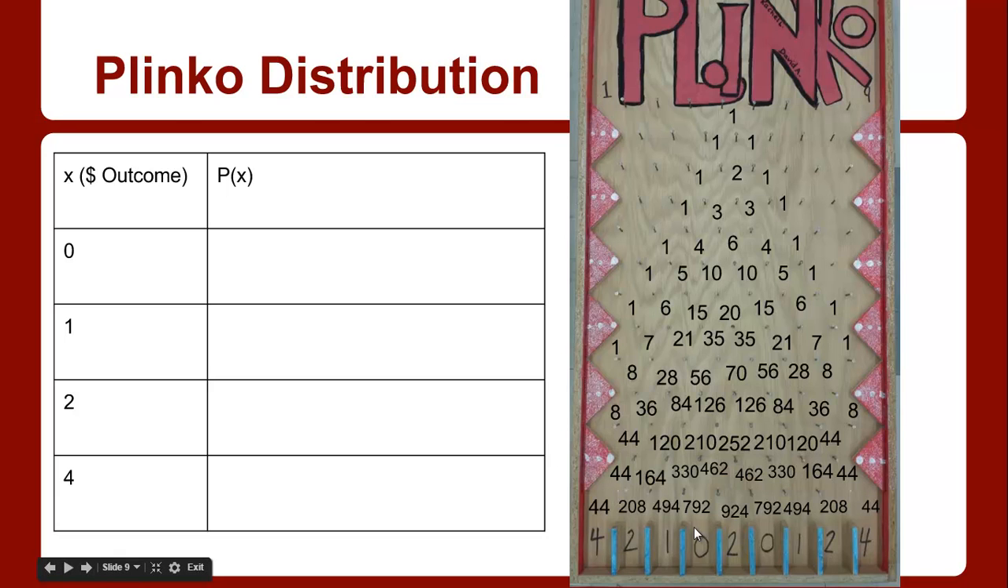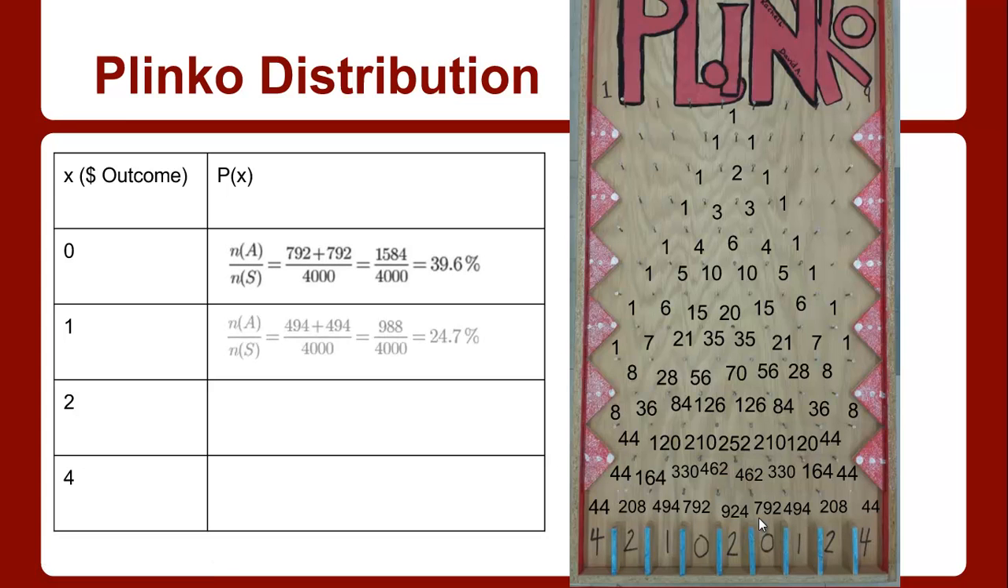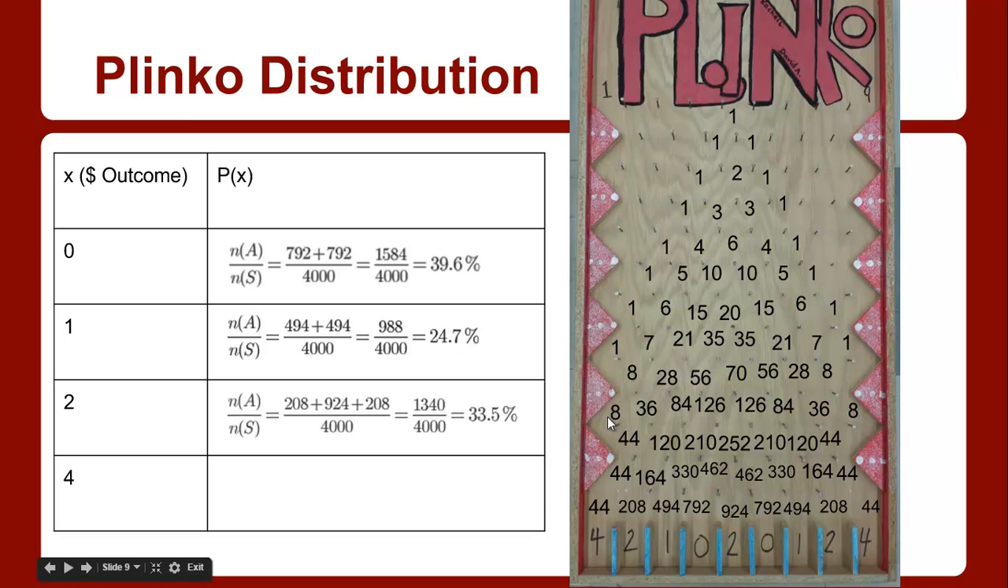The number of ways to get 0 is 792 plus 792 out of 4,000, so about 40%. The number of ways to get 1 is 494 plus 494, so there's 2 ways here and here. The number of ways to get 2, there's 3 ways: 208, 924, and 208. And the number of ways to get 4 are just 44 and 44.